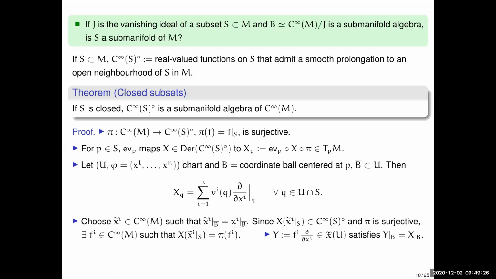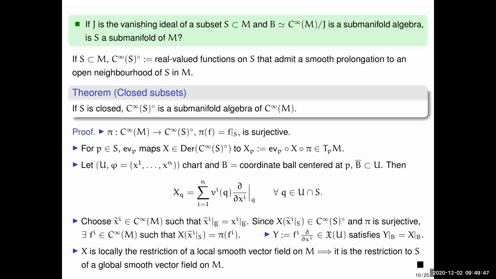So what is it that we proved? We proved that locally, around any point, a derivation of the quotient algebra is the restriction of a local smooth vector field on M. So this is what we call a vector field on M along the subset S. It is known that this kind of vector field can then be extended to the whole M, and this is the standard theorem. And then you're done. You proved in this way that pi star is surjective.